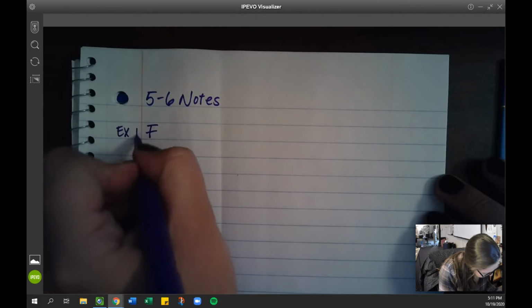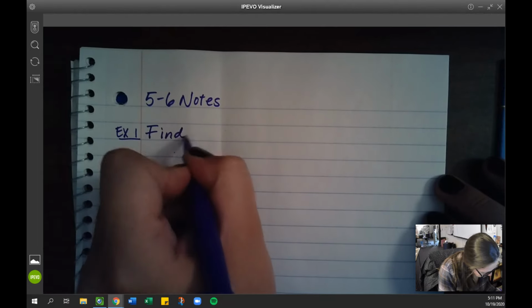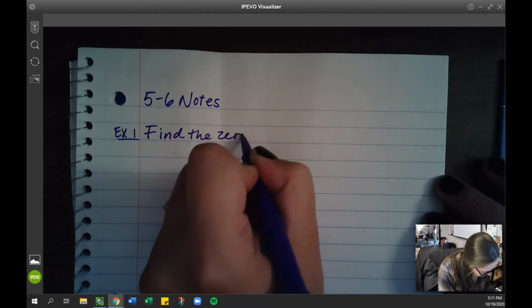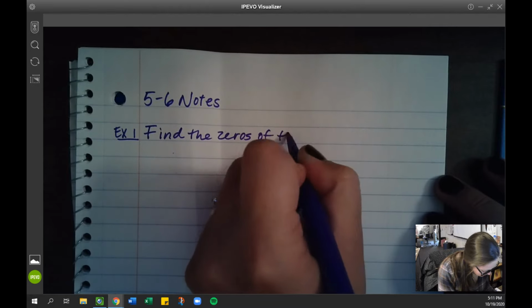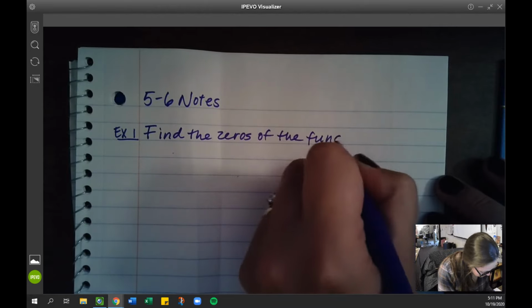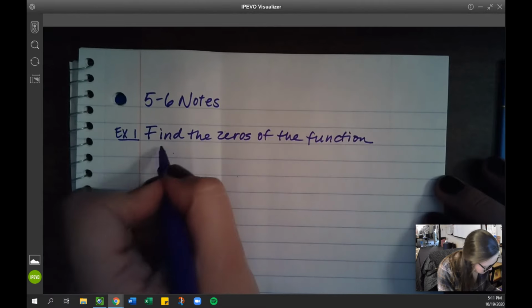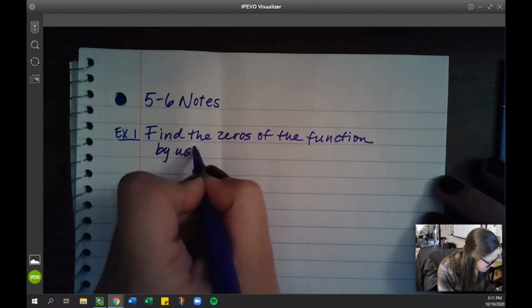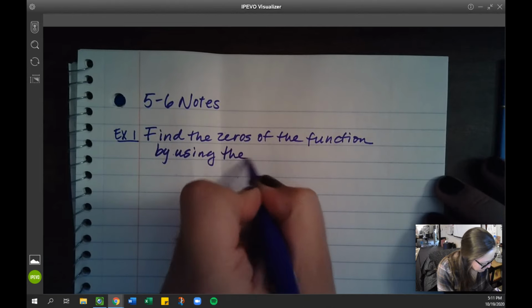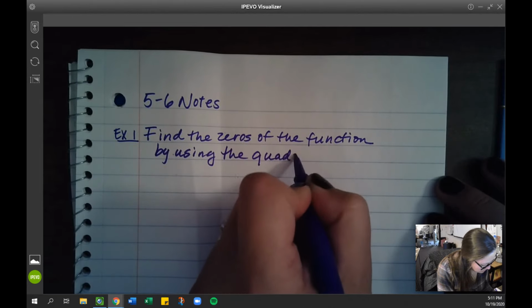Example 1, find the zeros of the function by using the quadratic formula.